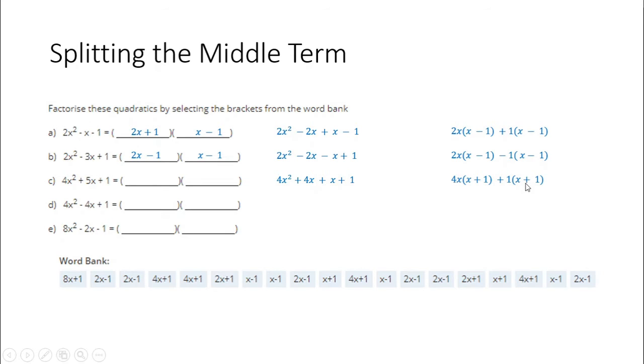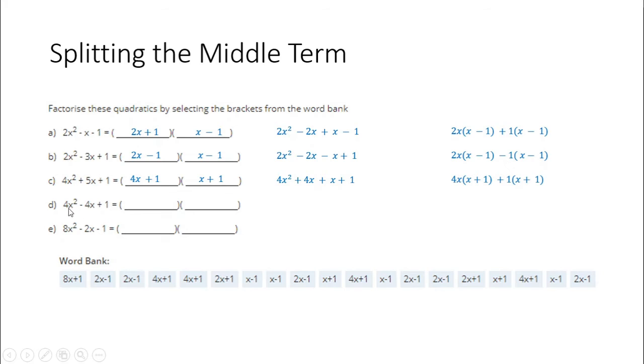Okay, let's regroup. I know one of my brackets is going to be x plus 1, and the other bracket's going to be 4x plus 1. Next, again, I've got a 4x squared out front and a 1 at the back, so I'm going to do the 4 times the 1, multiplies to make 4, and adds to make negative 4.